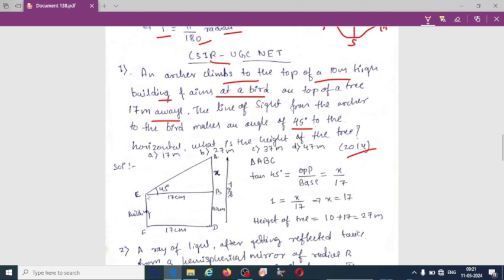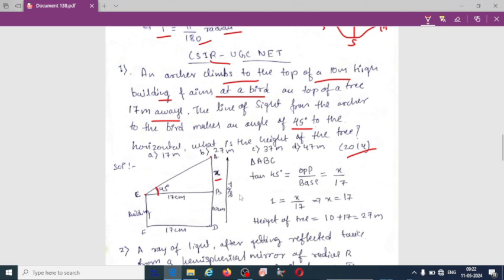This is the height of the building. So he climbs 10 meter and then aims at a bird on top of the tree. This is the height of the tree, x you can take, and it is 17 meter away from the building. So this is the angle it makes, 45 degree. So once you draw the diagram, this is the height of the tree. So this triangle, you can apply Pythagoras theorem here.